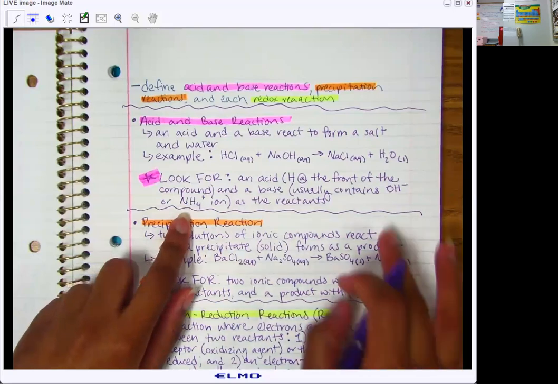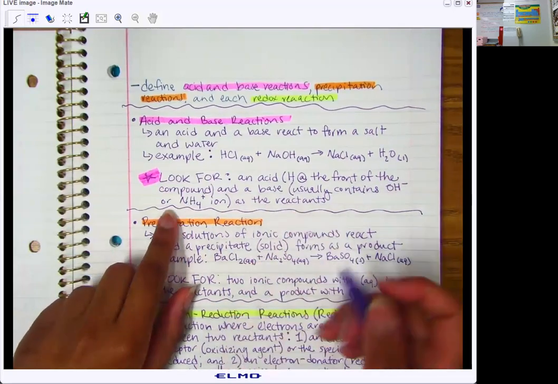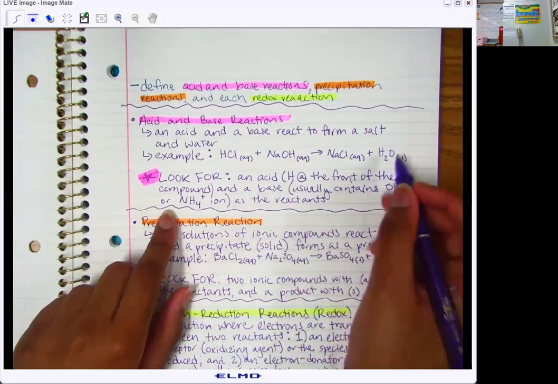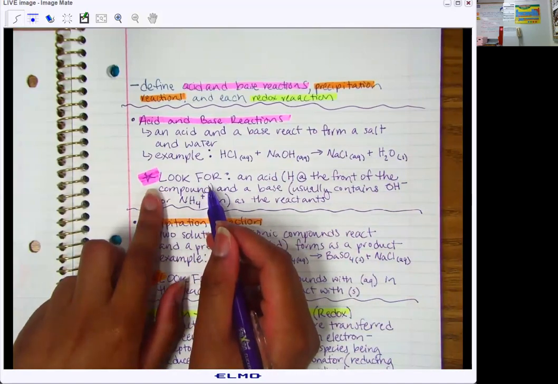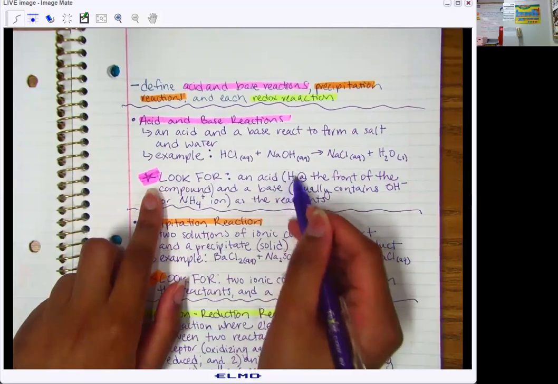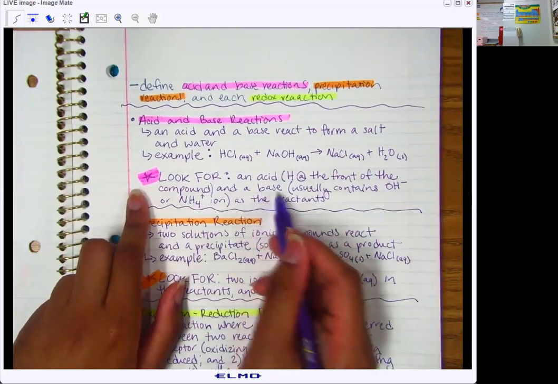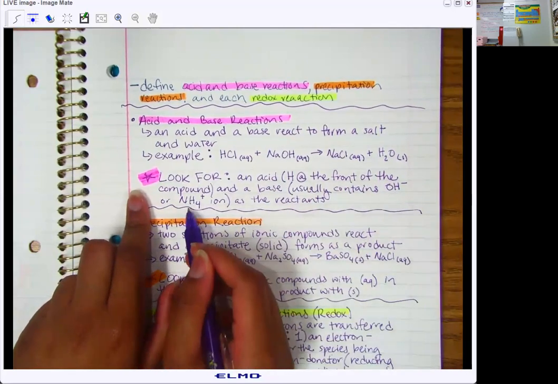When you see those as reactants, and you can confirm it if you see water as a product, this is what you should look for when identifying an acid-base reaction: that acid, the H in front of its compound, and a base, typically containing hydroxide or ammonium.